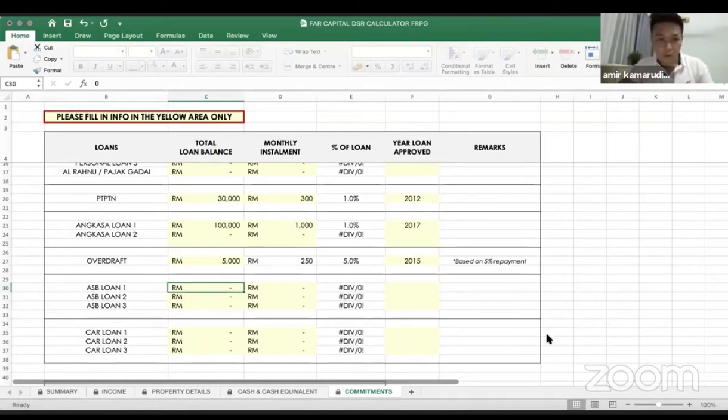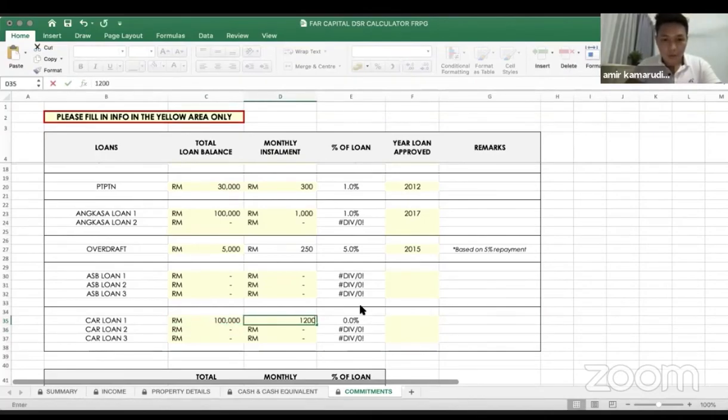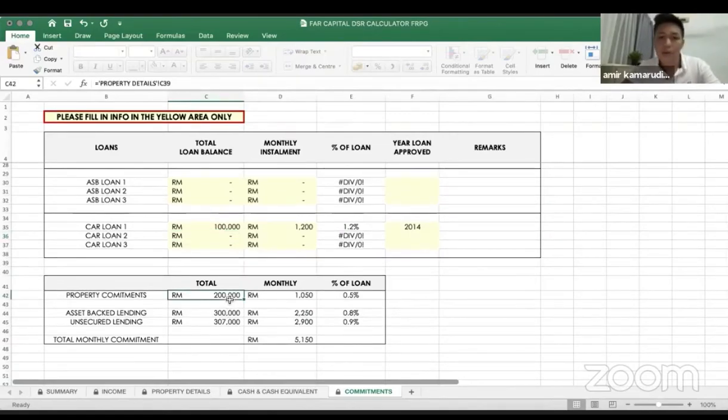Then you have ASB loan, you boleh letak total loan you berapa, monthly installment you bayar berapa for ASB loan. And then kalau you ada car loan, ada multiple cars, you put there as well. Maybe you ada 100,000 loan, maybe setiap bulan bayar 1,200. Okay. Yang kereta 2 biji, 3 biji tu just boleh letak juga. But just to focus, this is for one individual punya portfolio lah ya. Okay, komitmen kat bawah ni kita akan nampak property commitment total berapa, monthly berapa, and what's the percentage of loan.